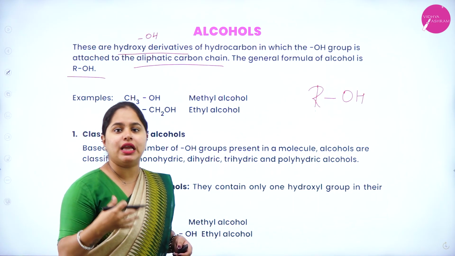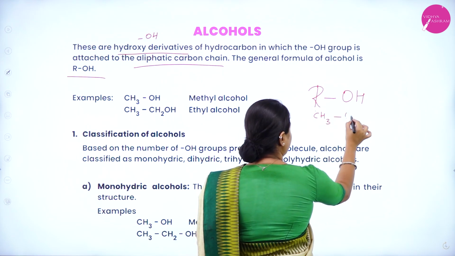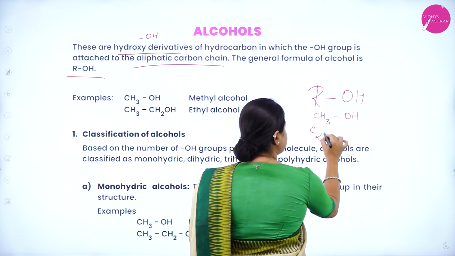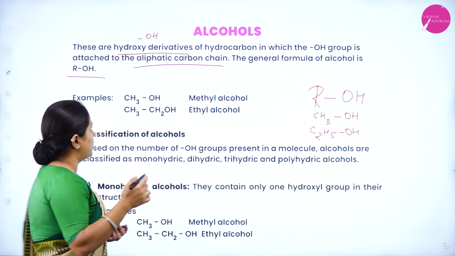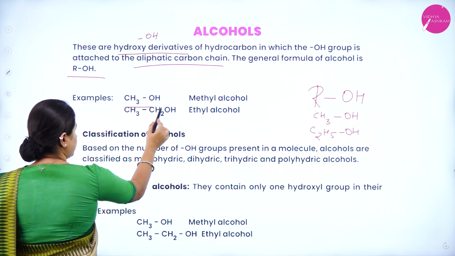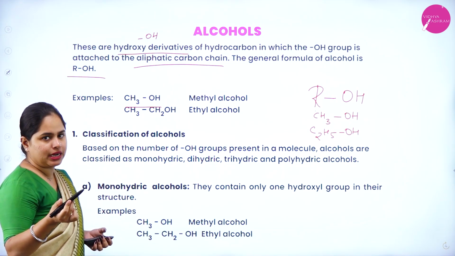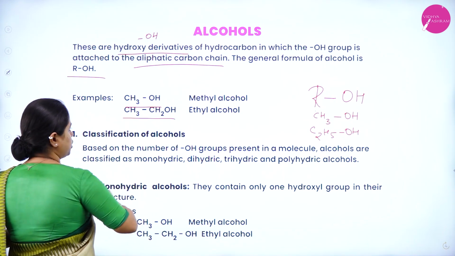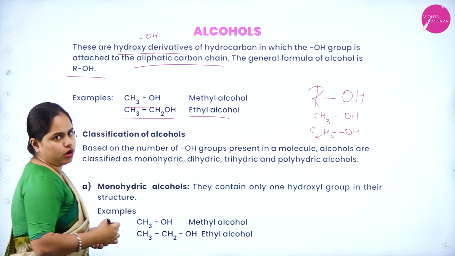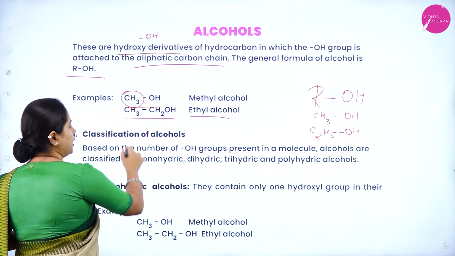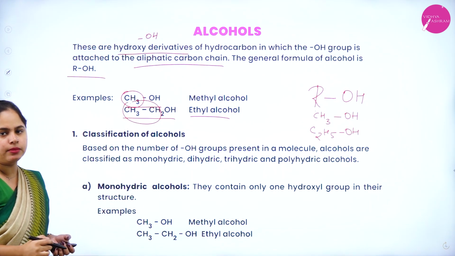This R stands for any alkyl group. One example I have already mentioned, CH3OH. Another one can be C2H5OH. Any alkyl group can come, so the general representation is ROH. CH3OH is methyl alcohol. How this name comes, we are going to study in nomenclature. CH3CH2OH, that is exactly C2H5OH itself, is called ethyl alcohol. This is a methyl group, so methyl alcohol. This is an ethyl group, ethyl alcohol. Clear?